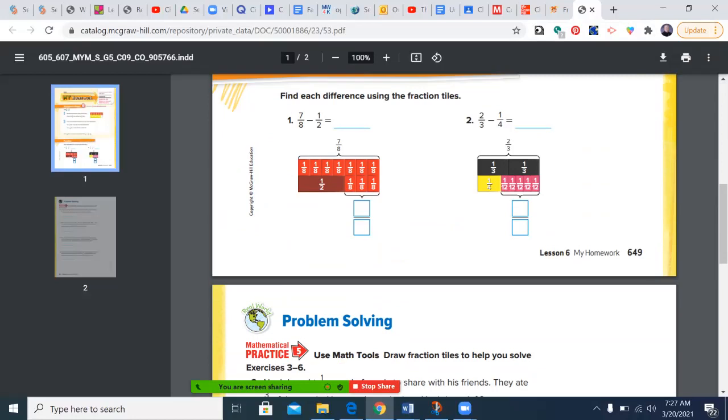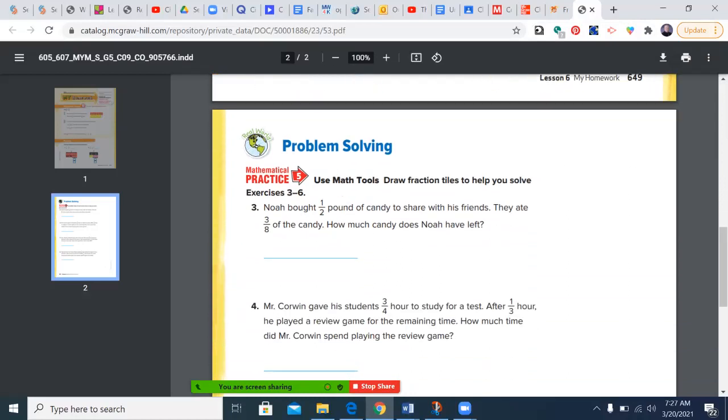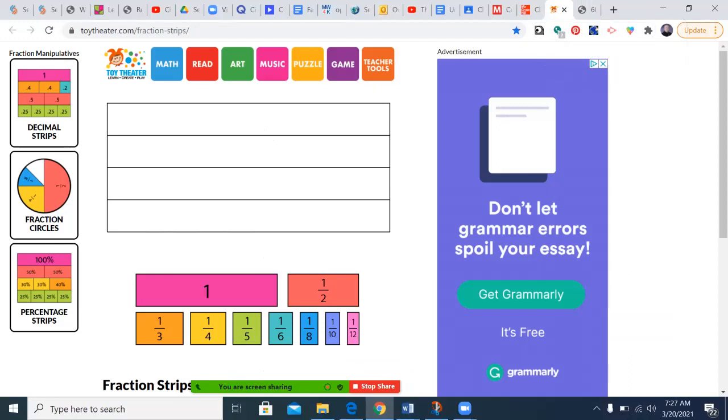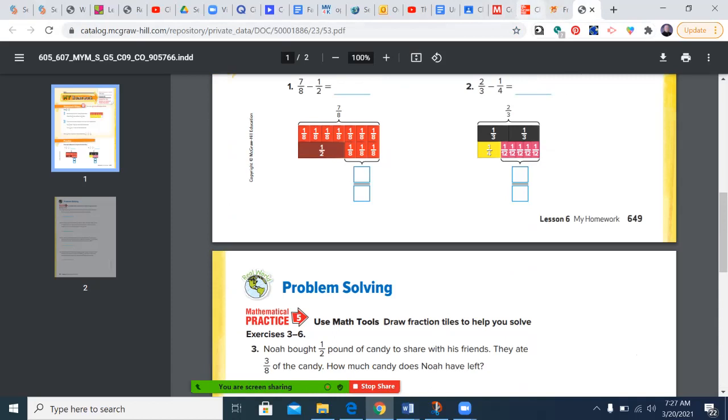Essentially today, we're going to find each difference using the fraction tiles. And these ones are drawn there for you, so you can use those. And over here, it says use math tools, draw fraction tiles to help you solve. You may draw them, but I recommend that you use these because, in all honesty, it'll tell you whether they fit. You can look and say, well, one is in fact 3/3, and I see they're the same length. When I'm drawing them, I may make 2/3 look like a whole. And then there is a total of 6 questions.